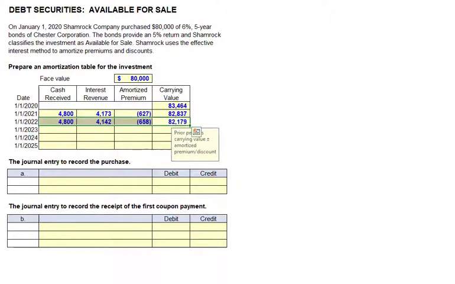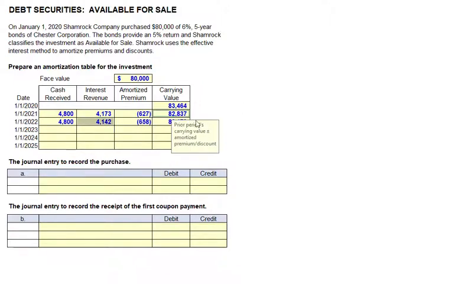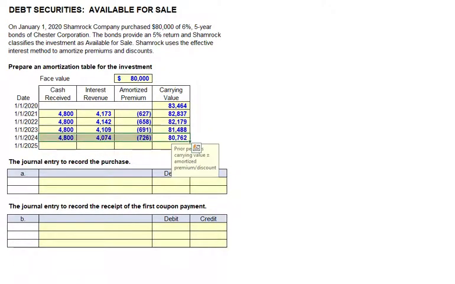The second year, again, we receive the $4,800. Our interest revenue is down a little bit because our carrying value has gone down. And of course, the amortized premium goes up a bit. And this happens year 3, year 4, and in year 5, where again, our carrying value will equal our par value. The journal entry to record the purchase.